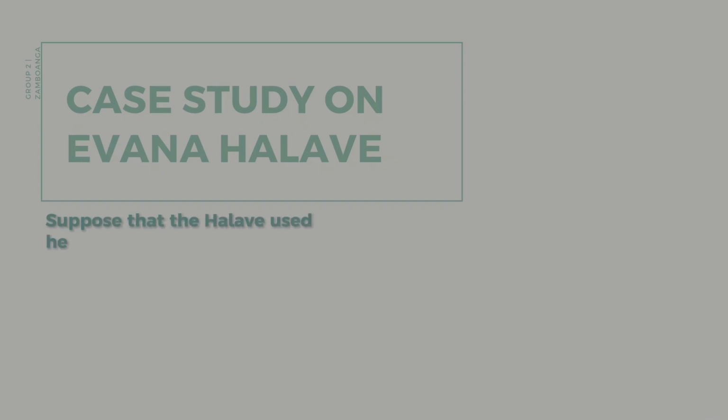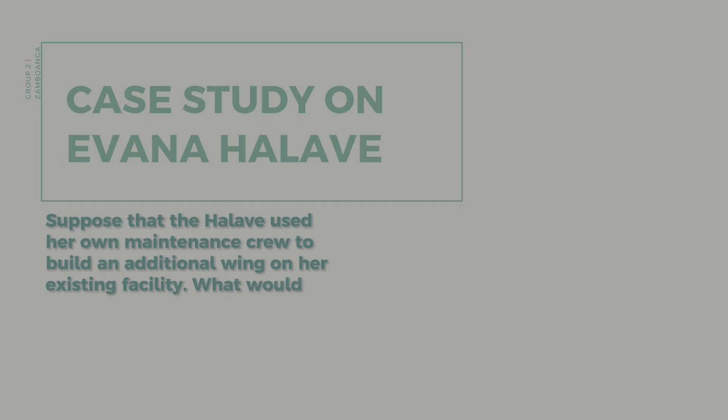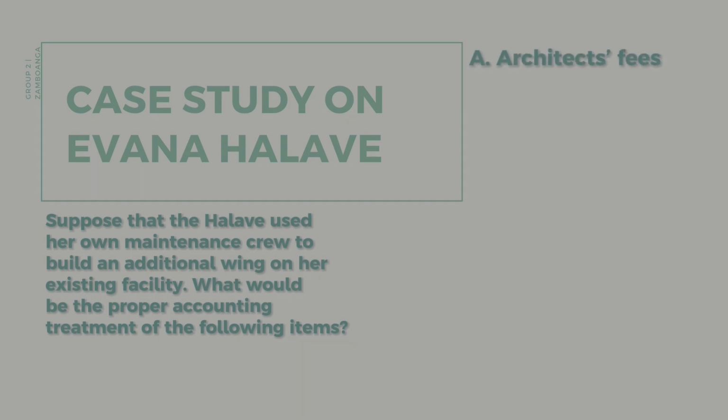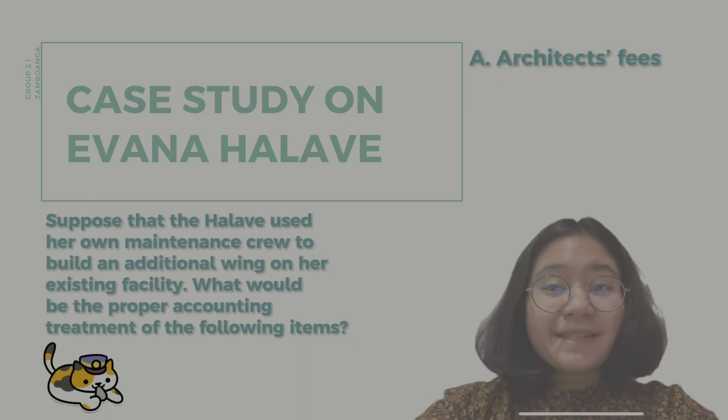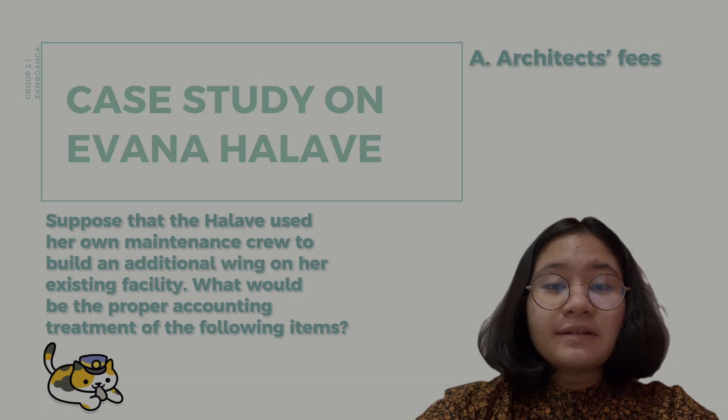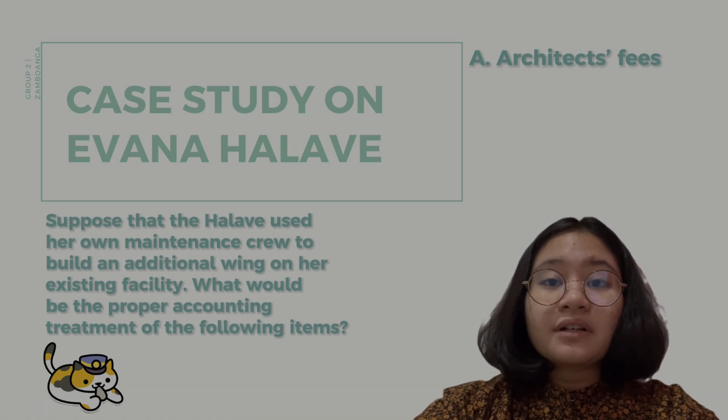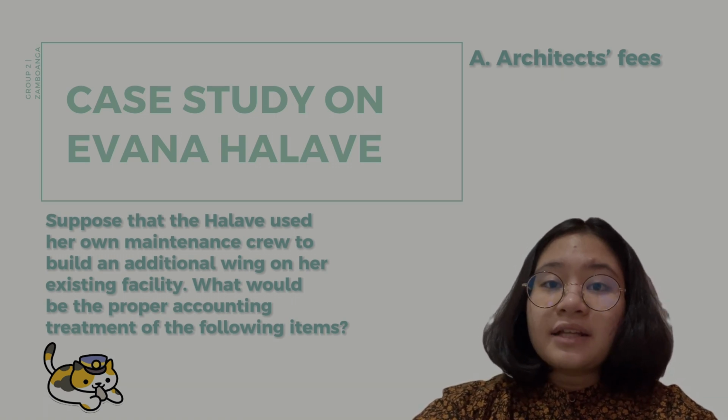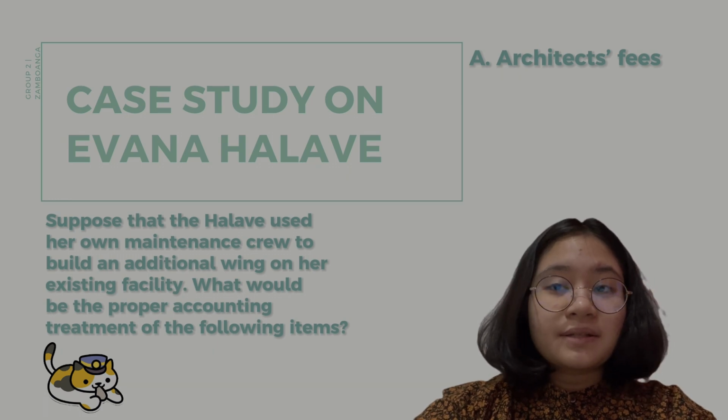Suppose that Halave used her own maintenance crew to build an additional wing on her existing facility. What would be the proper accounting treatment of the following items? A. Architect's fees. In this case, expenses that are necessary for the constructions, the amounts are capitalized, meaning that they are added to the overall cost of the building itself.